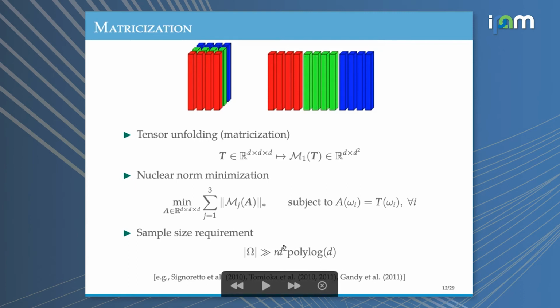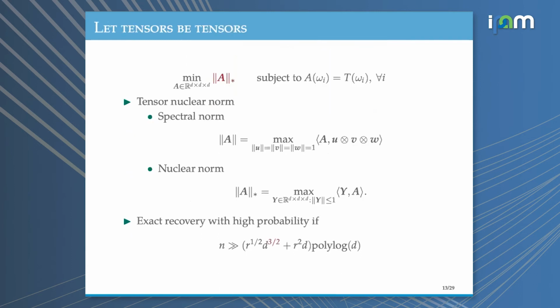And this is much bigger than the original degrees of freedom in specifying a tensor when the multilinear ranks are upper bounded by R. So this approach is very intuitive, very simple, but nonetheless, we see an opportunity here: this degrees of freedom, this sample size requirement, may be improved. And how? Basically, we ought to let tensors be tensors rather than converting them into matrices.